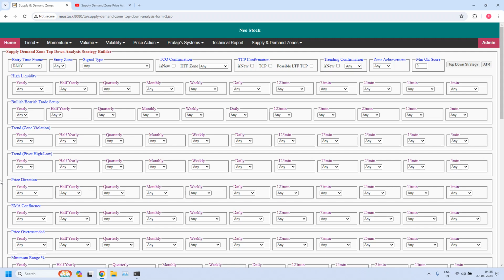Let us generate bullish and bearish trade setups for monthly income trade and a weekly income trade.